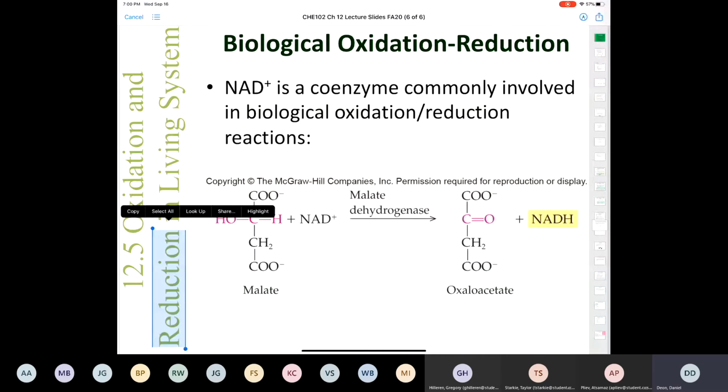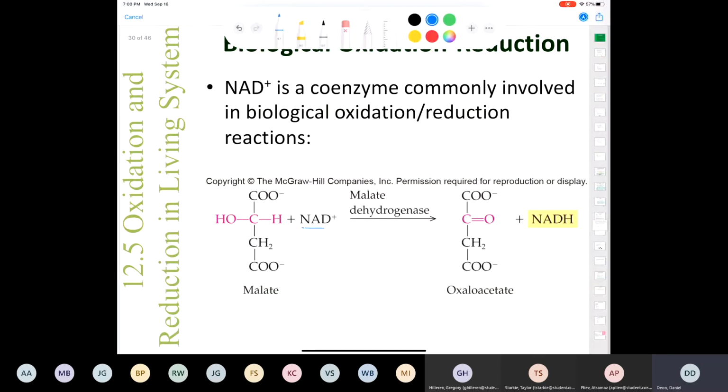And how do I know? How do I know that NAD plus is being reduced? Because the NAD plus is being converted into NADH. And what did I tell you? That H stands for hydrogen. So this is being reduced. So this is reduction.